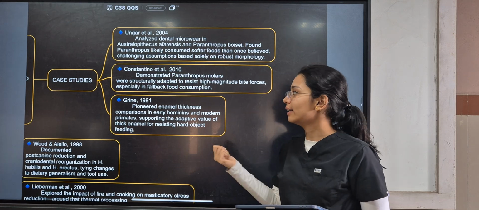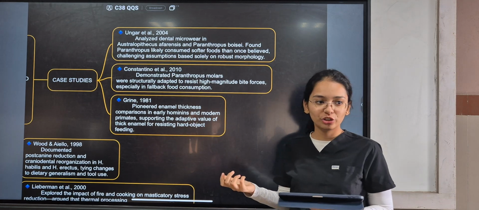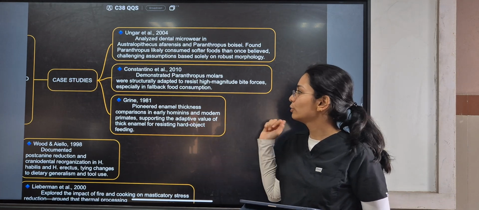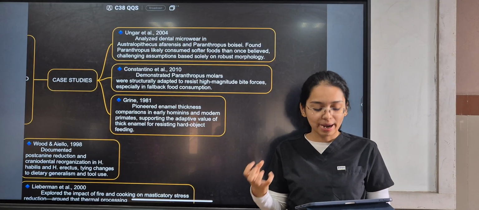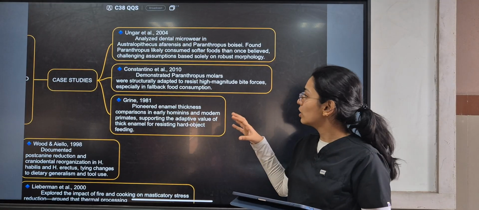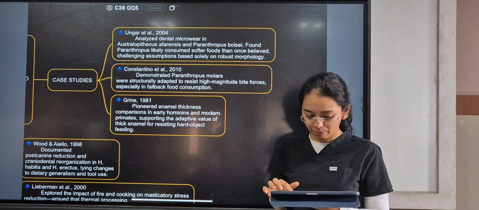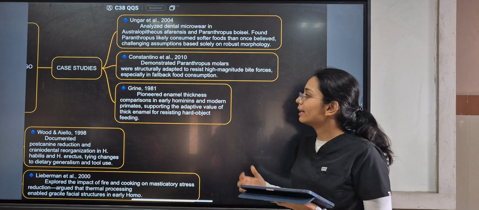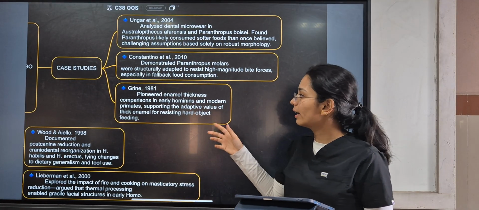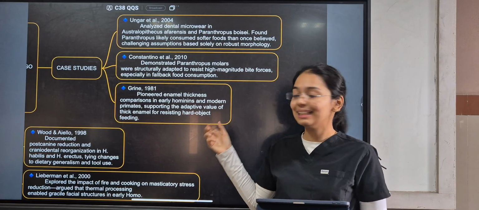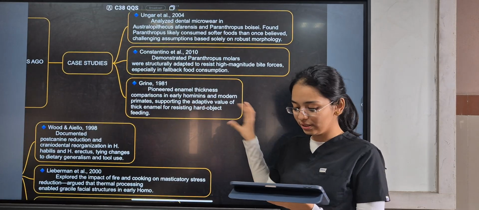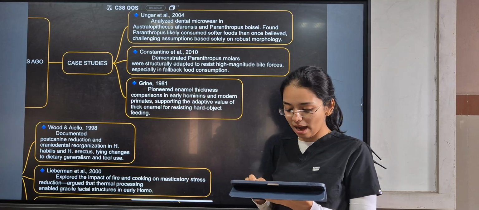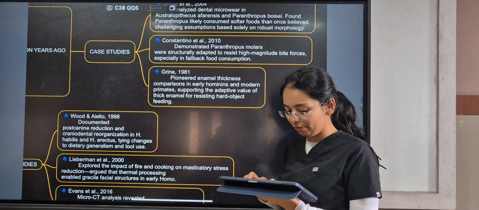Next, there was another study done in 2010, which demonstrated that Paranthropus molars were structurally adapted to high resistant bite forces, especially in fallback food consumption. There was also an old study which pioneered the enamel thickness comparison in early hominids and modern primates, which supported the adaptive value of thick enamel for resisting hard object feeding.